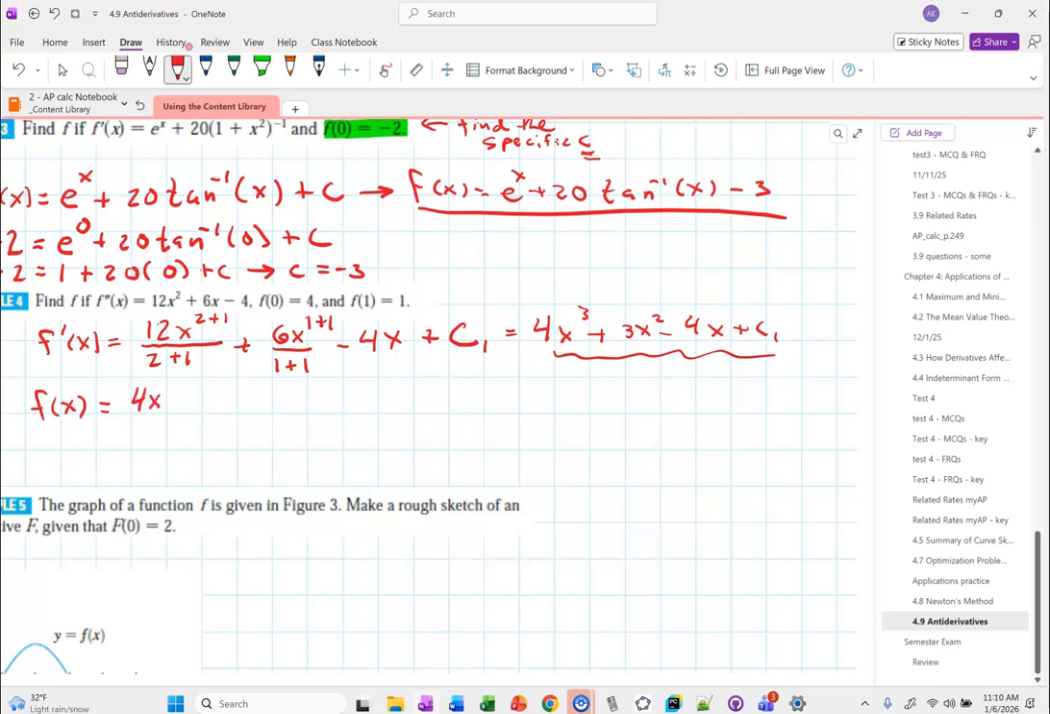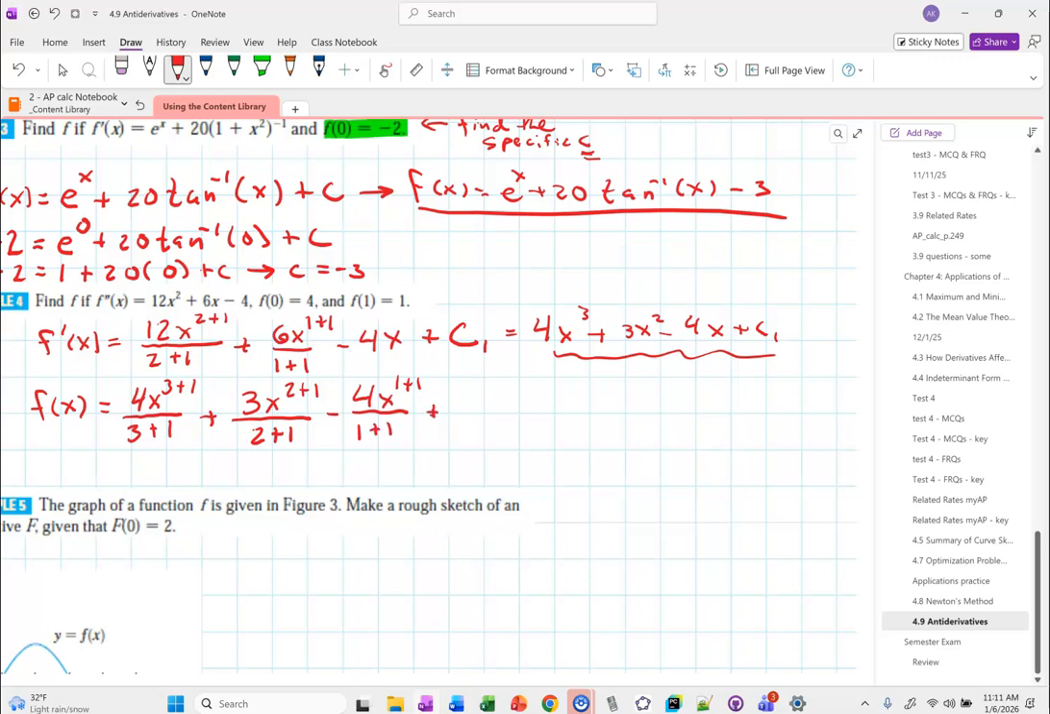So the antiderivative of 4x cubed is going to be 4x to the 3 plus 1 over 3 plus 1. Is everybody good? The antiderivative of 3x squared is going to be 3x to the 2 plus 1 over 2 plus 1. The antiderivative of 4x is going to be 4x to the 1 plus 1 over 1 plus 1.